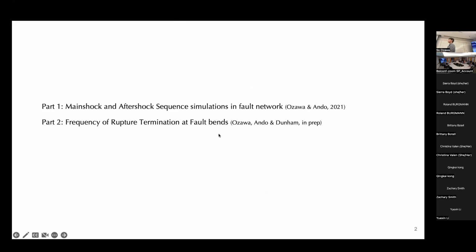I will basically talk about two different but related topics today. The first part is about mainshock and aftershock sequence simulations in fault networks, which was published last year in collaboration with Ryosuke Ando, who was my PhD advisor. The second topic is the frequency of rupture termination at fault bends. This is still ongoing work. So let's get started with the first part.